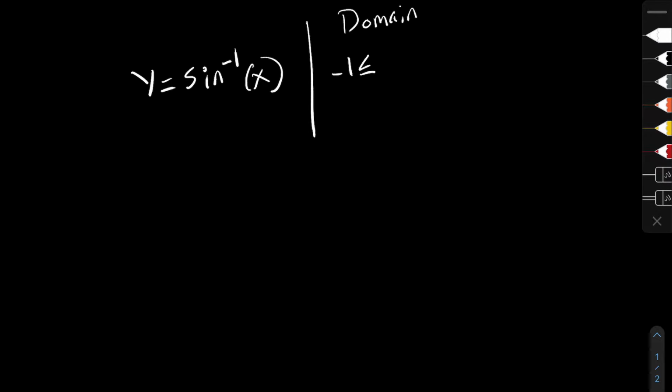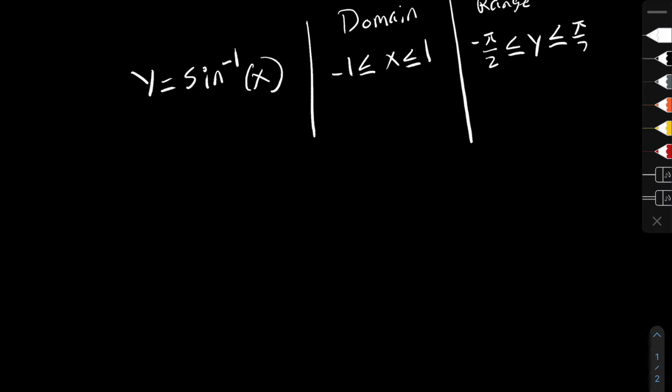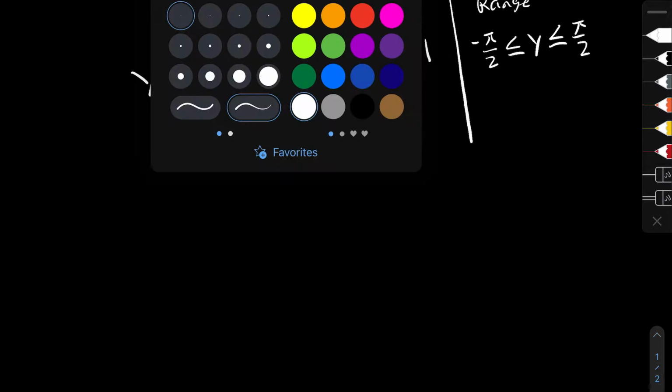So the sine inverse function looks something like this, where you have y equals sine to the power of -1, or sine inverse of x. Now, for the domain, we have a domain restriction of -1 is less than or equal to x, which is less than or equal to 1. We also have a range restriction. The range restriction for sine inverse is -pi/2 is less than or equal to y, which is less than or equal to pi/2. Now, let's see how these restrictions look on the unit circle.